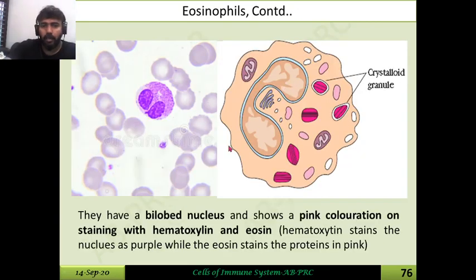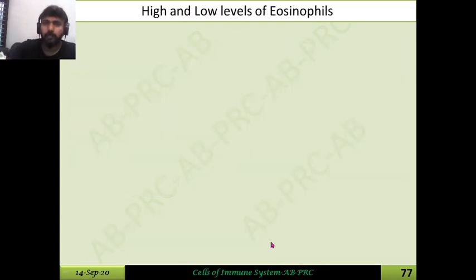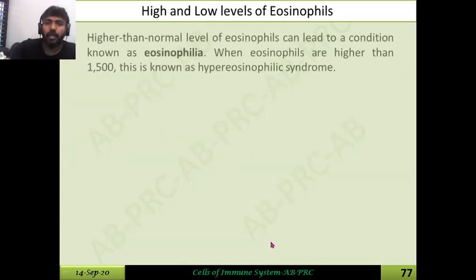This is having a bilobed nucleus, and they usually get stained, and there will be a pink coloration on staining with hematoxylin or eosin. That's why they are named eosinophils. They stain with eosin. Okay. And a condition like eosinophilia is there when the concentration is beyond 1500 cells per microliter, right? This condition is called hypereosinophilic syndrome.